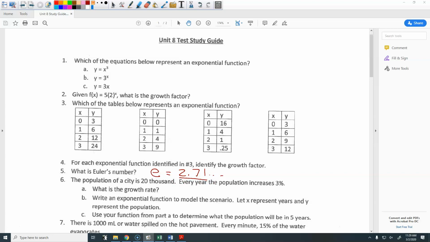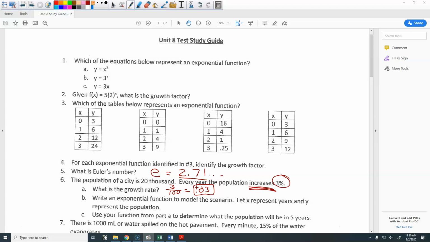The population of a city is 20,000. Every year the population increases 3%. So, part A asks us for the growth rate. The growth rate is your percentage divided by 100, which is 0.03. That would be our growth rate. And it's a positive 0.03 because the population is increasing. If it said decreasing, you would make it minus.